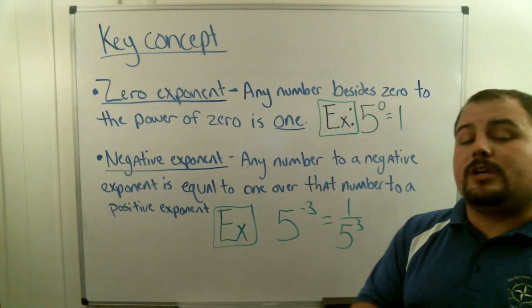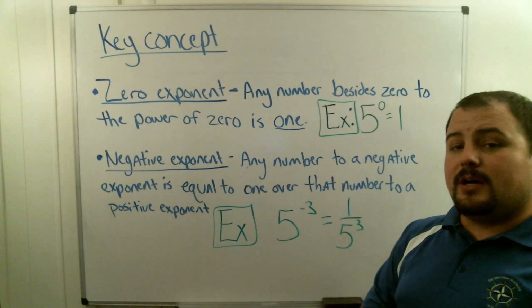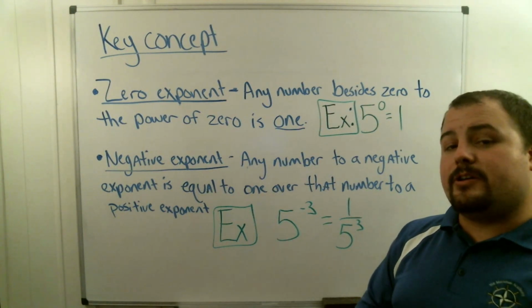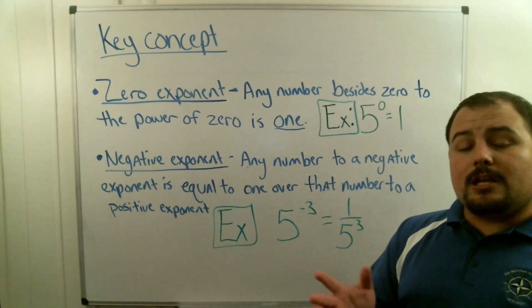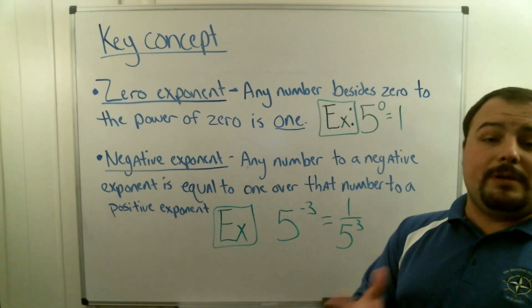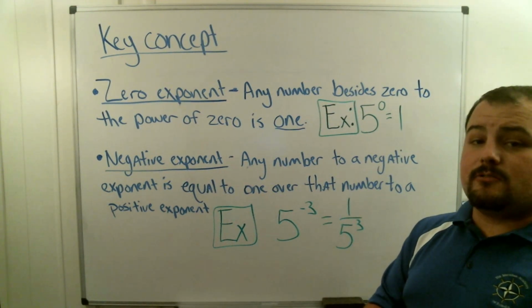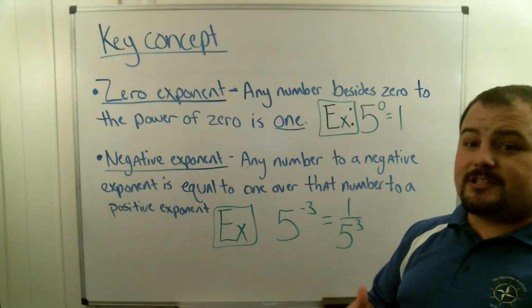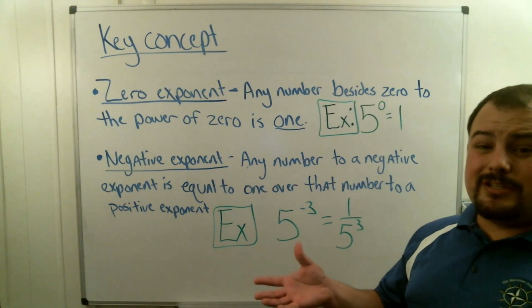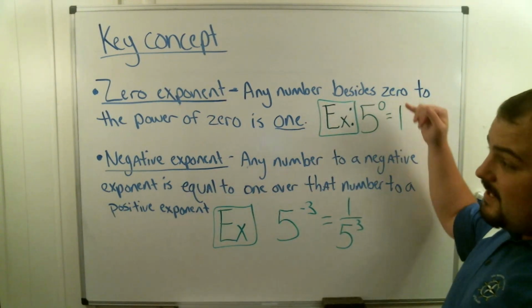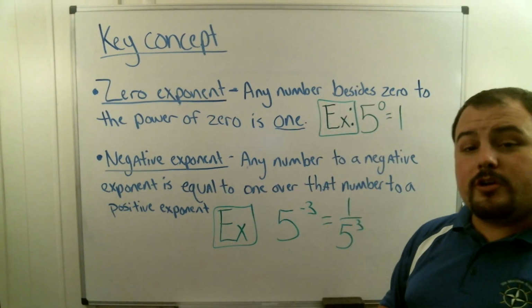In today's lesson, we have 2 key concepts that we're going to talk about: the zero exponent rule and the negative exponent rule. Any number to the power of 0 will be 1, as long as that number is not 0. Because 0 to the power of 0 is actually 0. 0 times anything is always 0. So any number besides 0 to the power of 0 will always be 1.